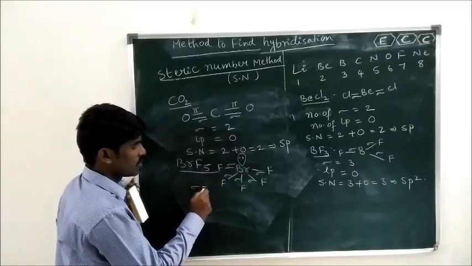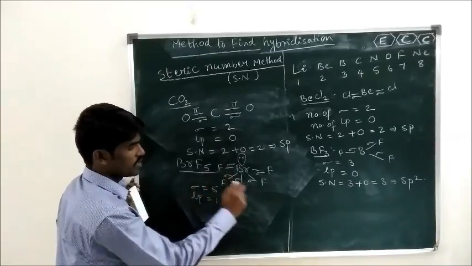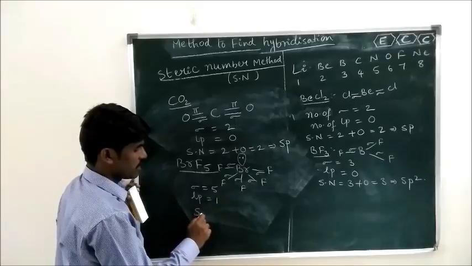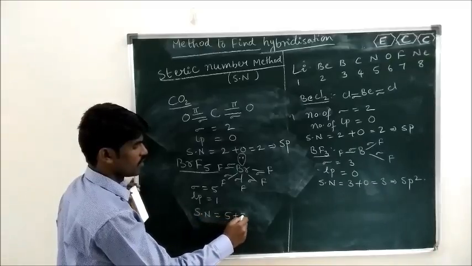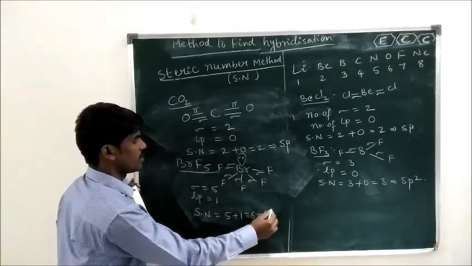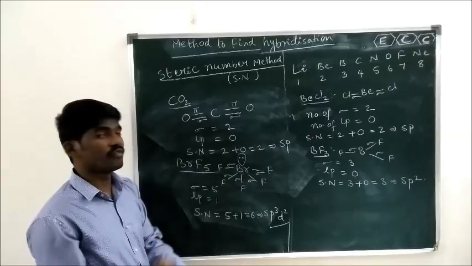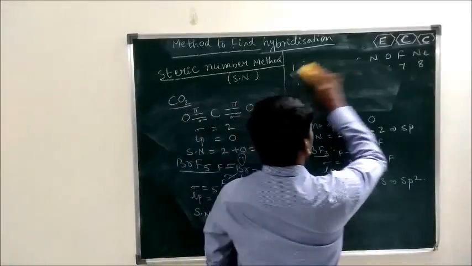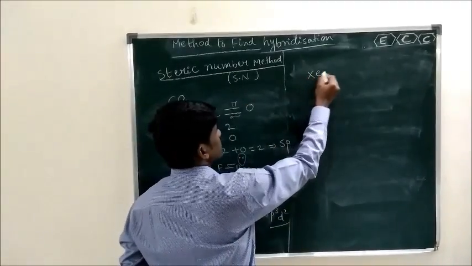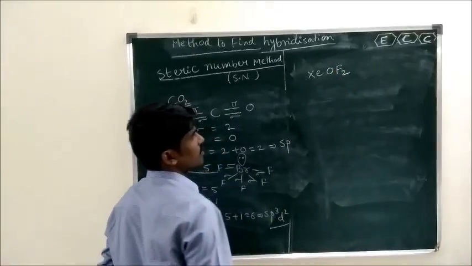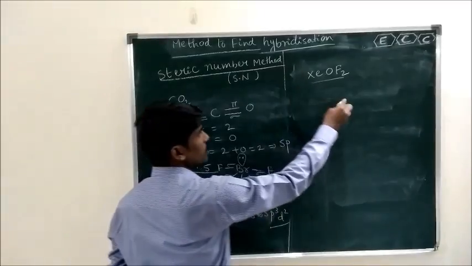Right? So sigma bonds are equal to 5. Lone pairs are equal to 1. It is one lone pair. 5 sigma bonds, so steric number: lone pair plus sigma, or sigma plus lone pair. 5 plus 1 is equal to 6. What is hybridization? sp3d2 hybridization for the BrF5 molecule. Like that, you can consider any example. Let us take XeOF2. In this example, find out the hybridization of xenon in this molecule.